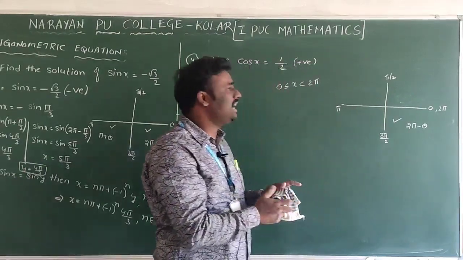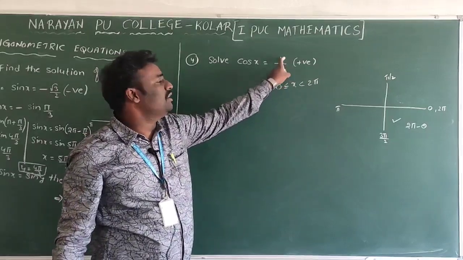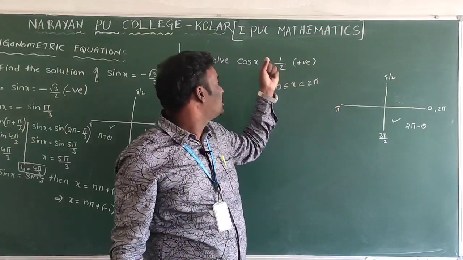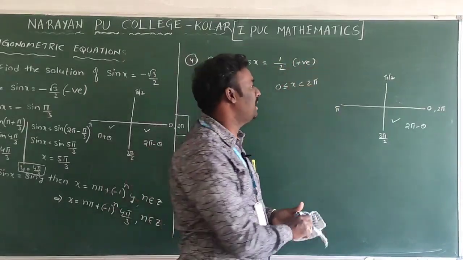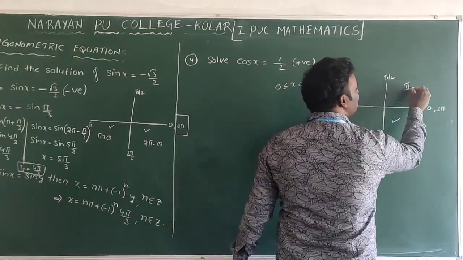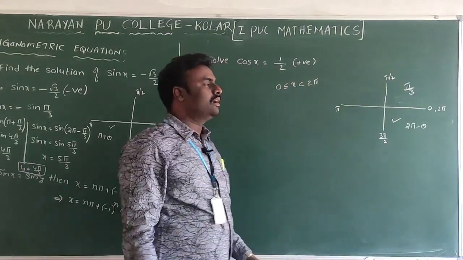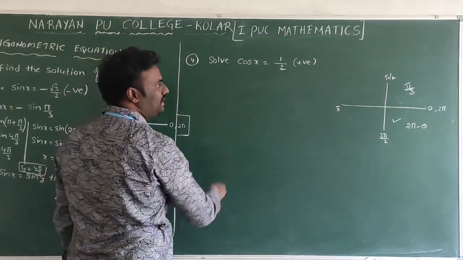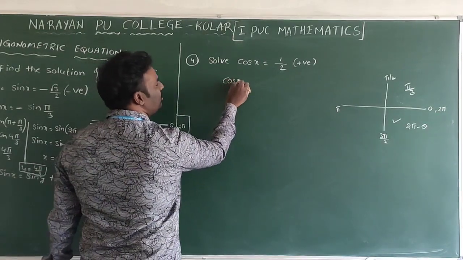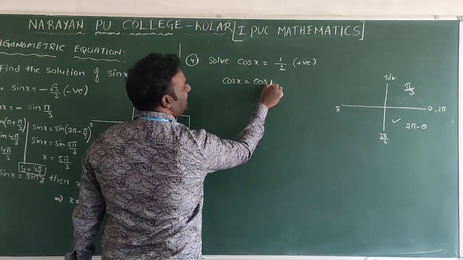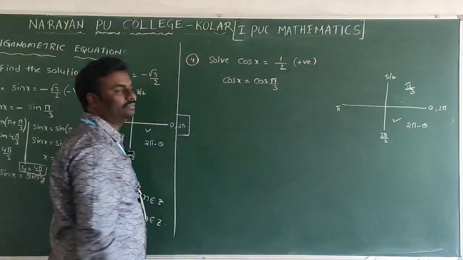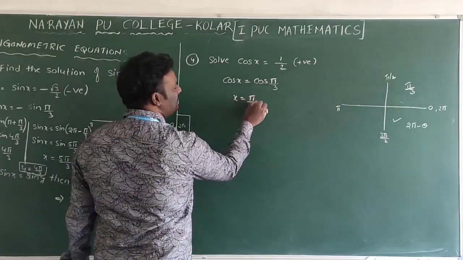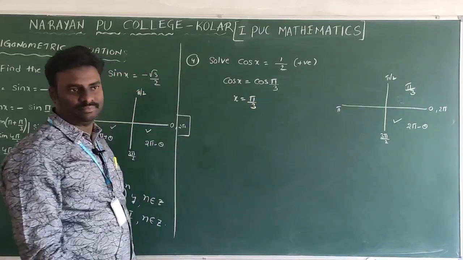0 to 90, for which angle will you get 1 by 2? In the table we already know cos 60 value is 1 by 2. I am taking 60. Now I can write cos x is equal to cos 60. I am taking it directly. Now you will get x is equal to pi by 3. This is one of the principal solutions.